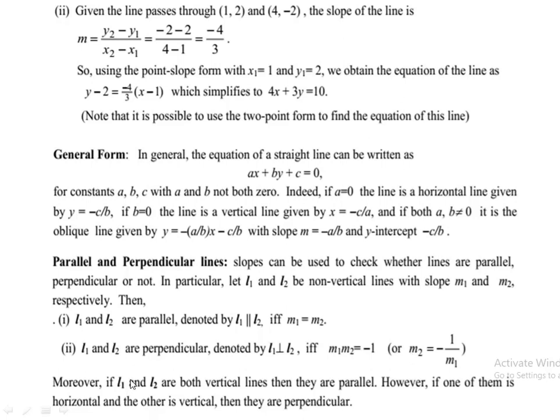Moreover, if L1 and L2 are both vertical lines, then they are parallel. However, if one of them is a horizontal line and the other is a vertical line, then they are perpendicular. That means if both are vertical lines, like this, the two lines are parallel. If one is vertical and the other is horizontal, then they are said to be perpendicular.